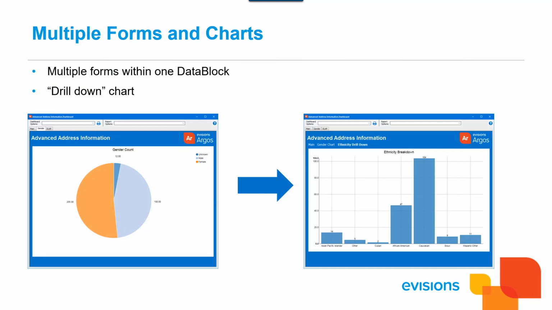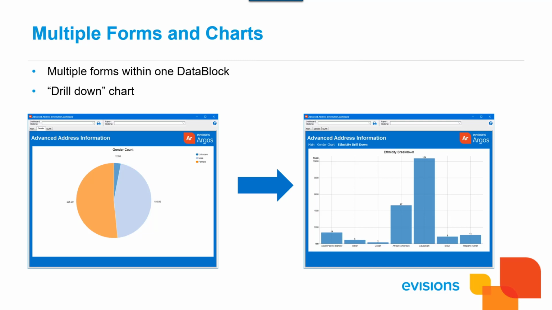We'll take a look at how to create new forms in Argos and how they can be accessed. Argos allows you to use multiple forms within one data block if one form is not enough. In our example, you'll see how a separate form can be used to display the results in a chart. We'll also take a look at how to create a chart and how charts and forms can be used together to create a drill-down chart effect.